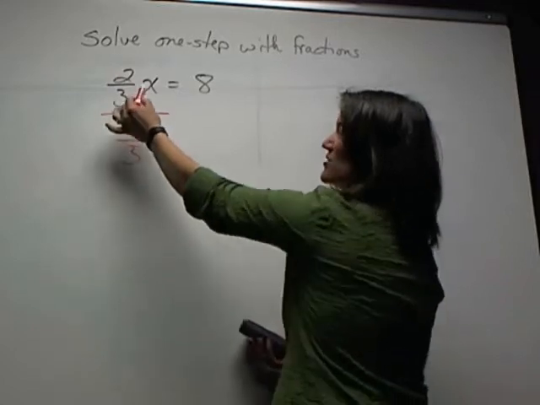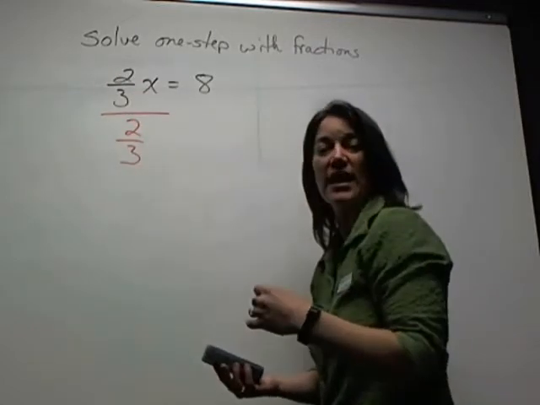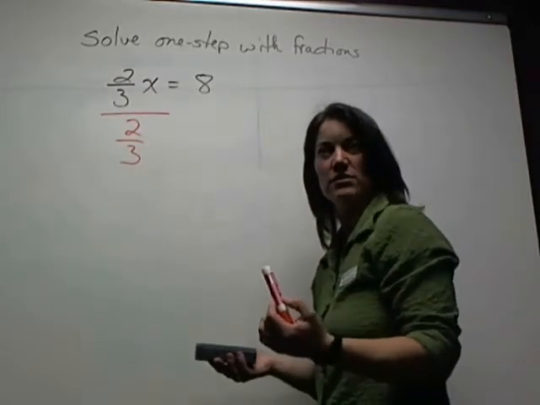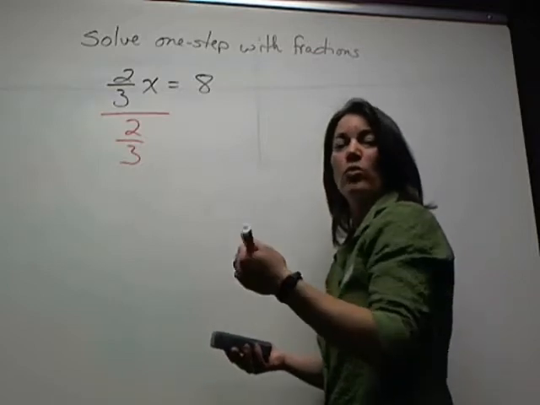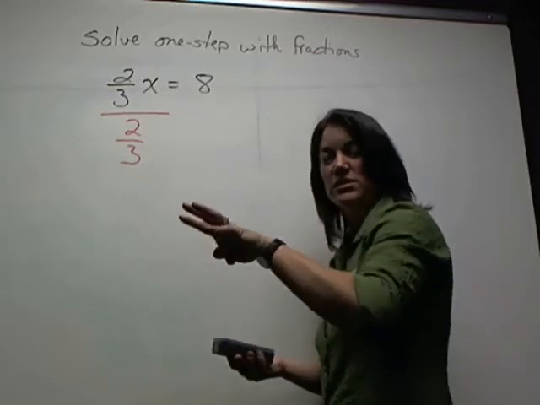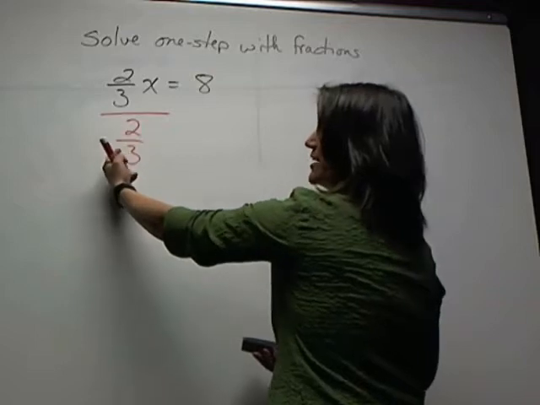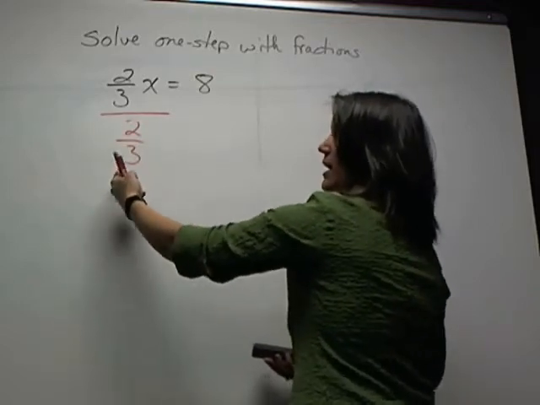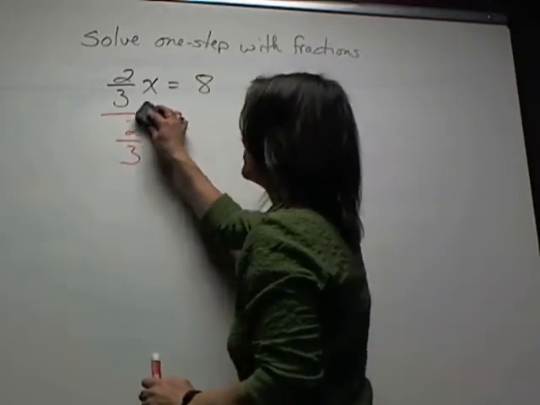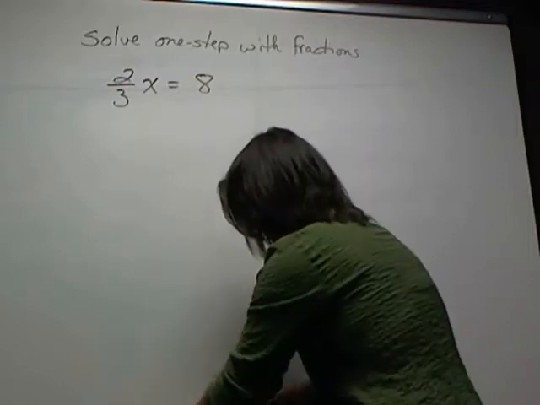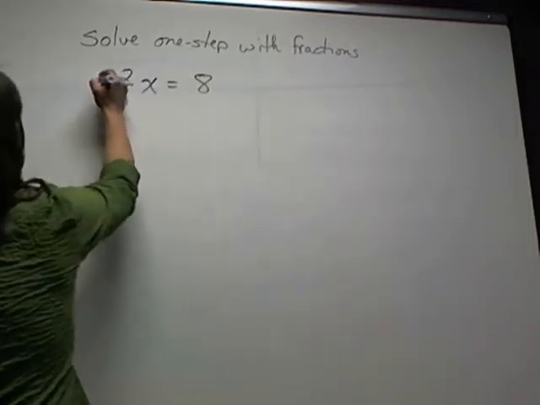Now we know we have to divide, but what did we just say? How do we divide fractions? We multiply by the reciprocal. So instead of dividing by this 2/3, I want to flip that and multiply. Now, what happens when we multiply this reciprocal by the 2/3?